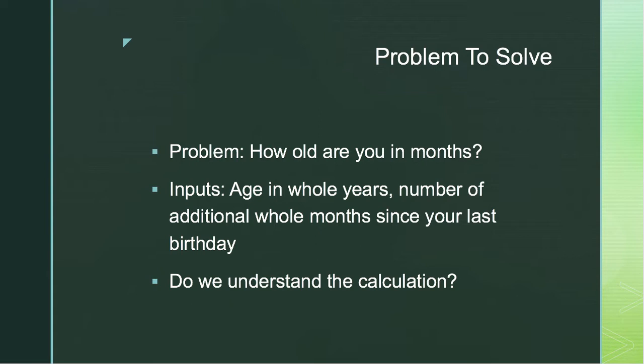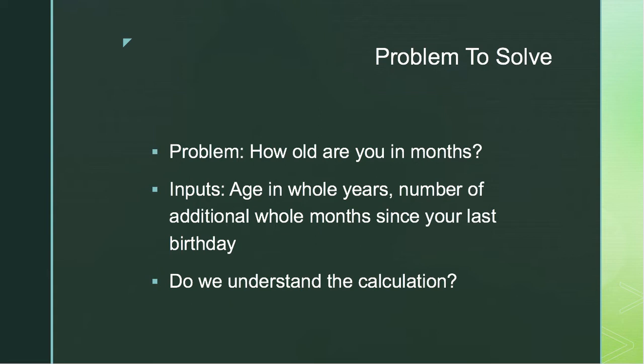So to be able to solve our problem, we need to make sure we understand it, and then we need to make sure we understand the calculation. So if I want to know how many months old I am, then that's the number of years times the number of months in a year, and there are 12 months in a year, and then I just need to add on any additional whole months since my last birthday. So if I'm 1 year old and it's been 1 month since my birthday, I'm 13 months old.